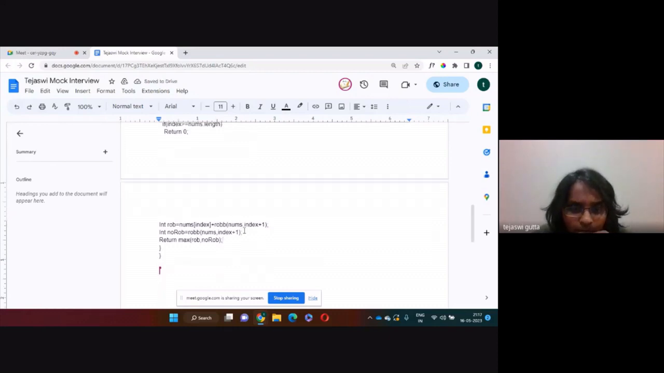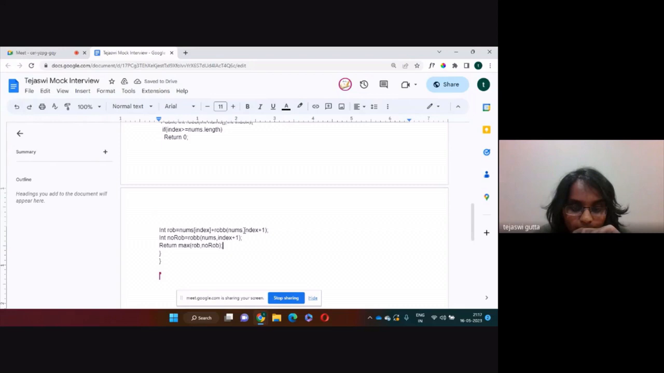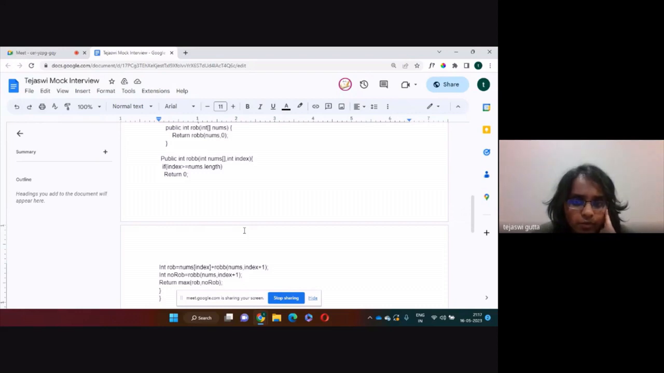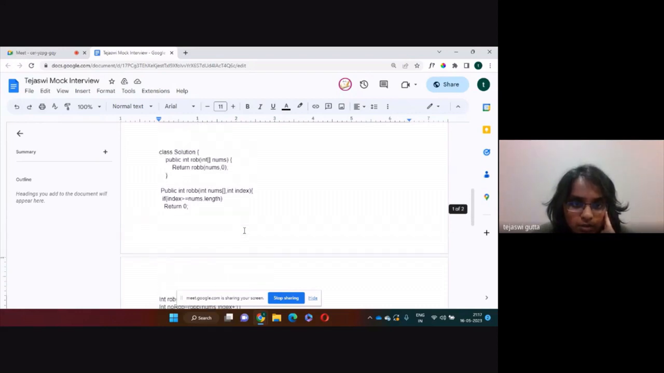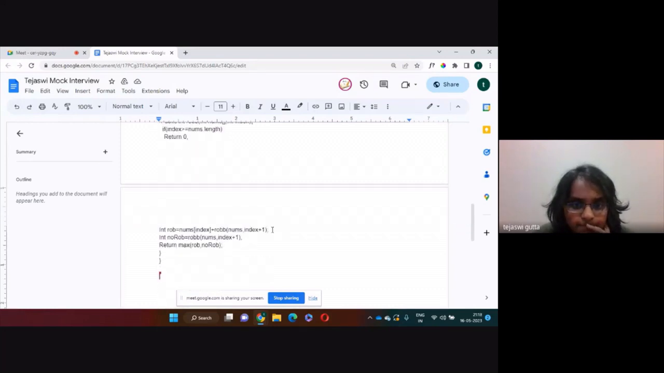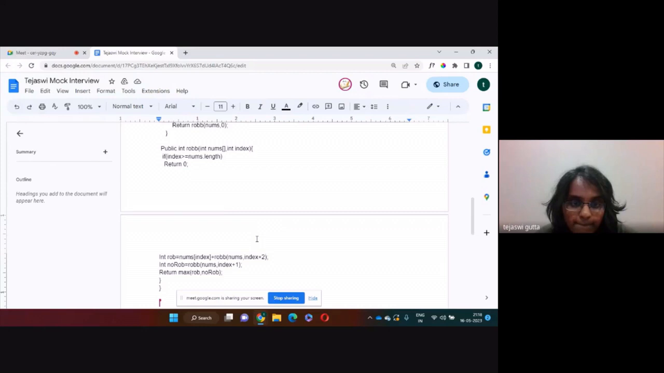But how am I making sure that I have not robbed the previous house? So I shouldn't rob this house. Yeah, so if I'm robbing it, it should be index plus 2 and not index plus 1. And when I'm not robbing, it should be index plus 1. Okay.